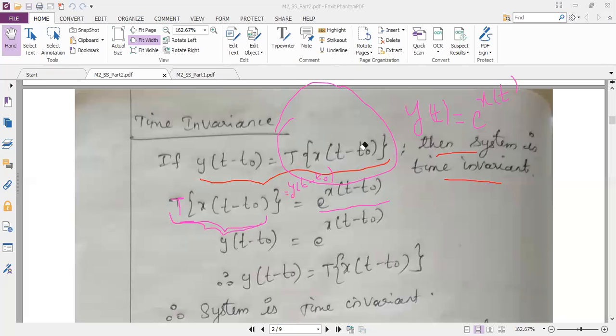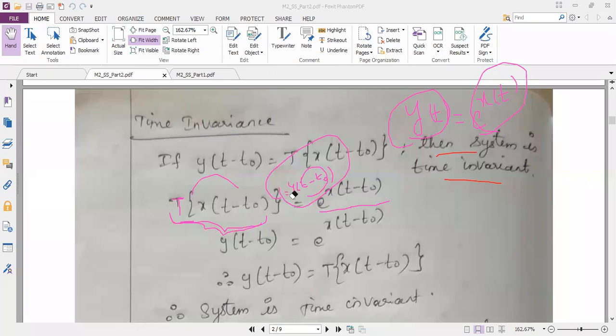Is it clear up to this? Why are we equating the system operating on x of t minus t naught to e power x of t minus t naught? Yes, ma'am. Because this operation on x will yield the output y of t minus t naught. As per the question, y of t is equal to e power x of t, so this y of t minus t naught I can write as e power x of t minus t naught.